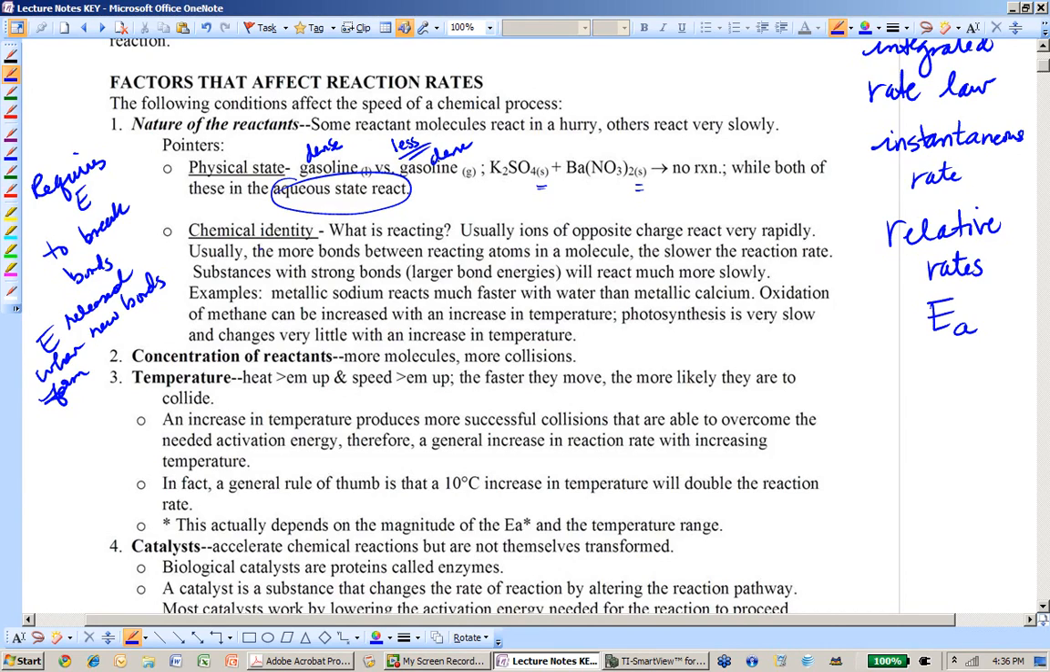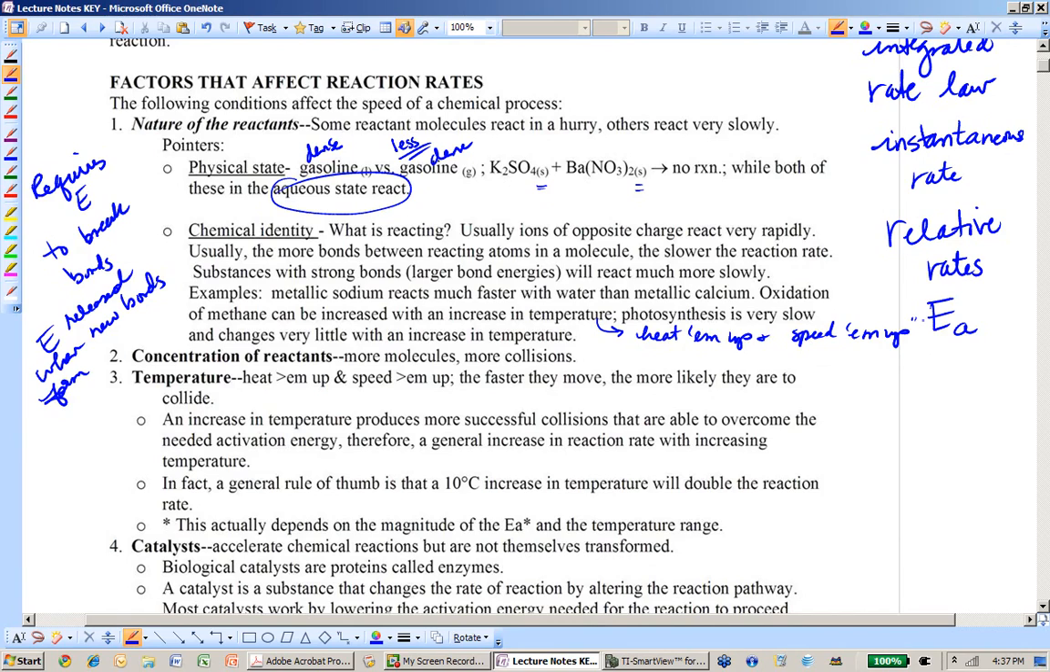The oxidation of methane can be increased if you increase the temperature. You're going to hear me say heat them up and speed them up a lot, which is Texan for heat them up and speed them up. So heat them up and speed them up. Photosynthesis, for instance, is a very slow process and changes very little with an increase in temperature.